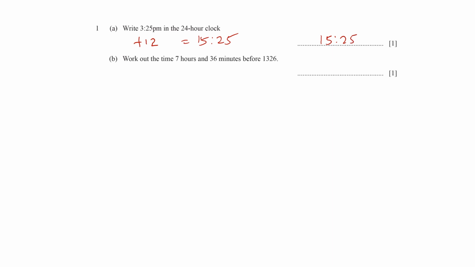Next, work out the time 7 hours 36 minutes before 13:26. So first we can take away 7 hours from 13:26, so that's going to be 6:26. After that, we can take away 36 minutes from 6:26, so that's going to be 5:50.